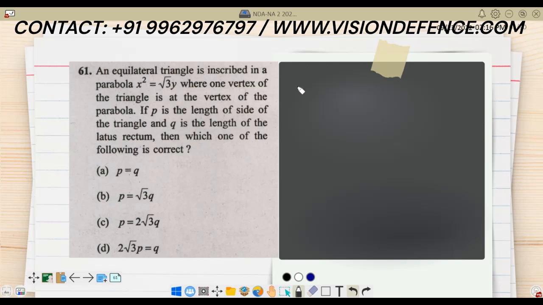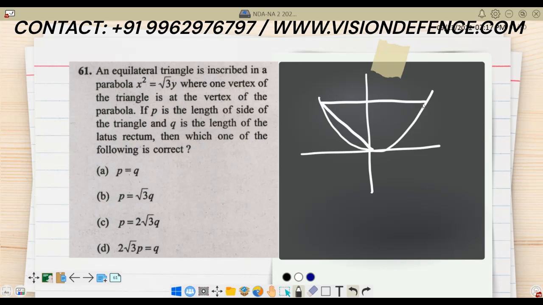So 61st question. Equilateral triangle is inscribed in a parabola x square equal to root 3y. So obviously this parabola opens up at the positive end of the y-axis, and one vertex of the triangle is at the vertex of the parabola. So the triangle is like this. Of course, this is not exactly an equilateral triangle, but for understanding purposes, this is okay.